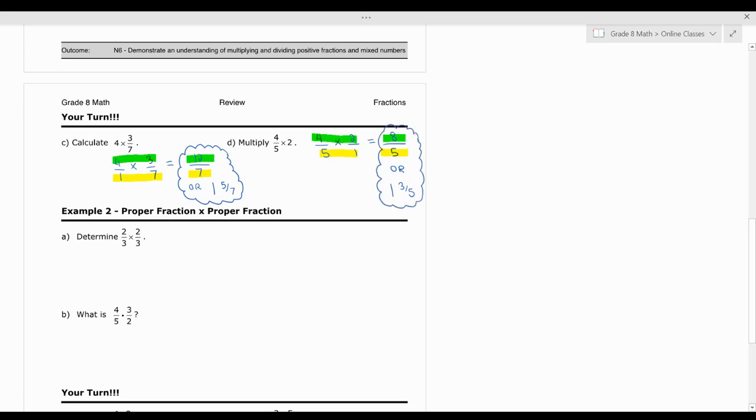All right, so that was practicing where you had a whole number times a proper fraction. And you'll notice it didn't matter. This one had the whole number first, proper fraction second. This one had the proper fraction first, whole number second.